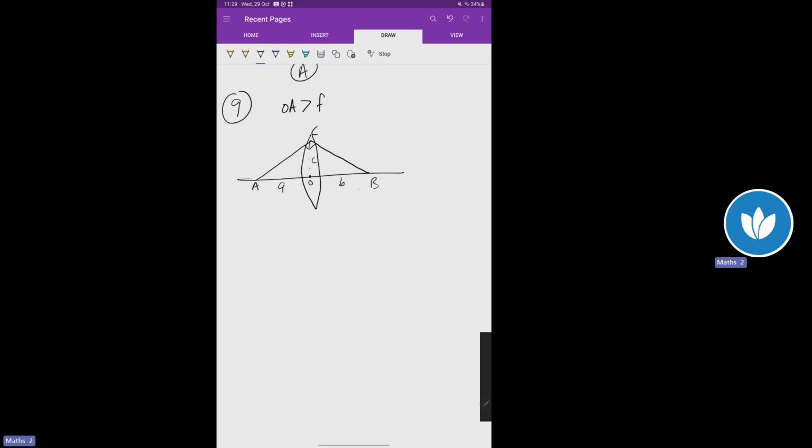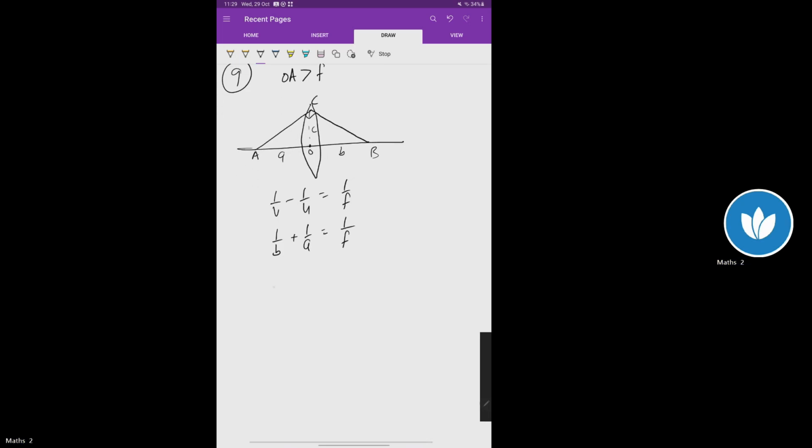So we know u and v. So the focal length formula: 1 by v minus 1 by u is equal to 1 by F. V is positive, u is negative, minus minus plus, is equal to 1 by F. So F is equal to AB upon A plus B. But this type of option is not given.